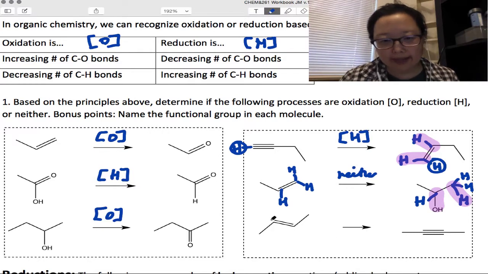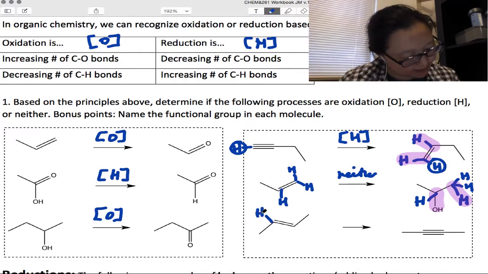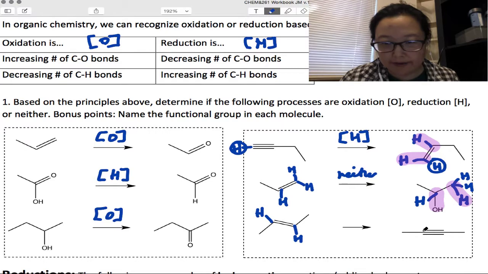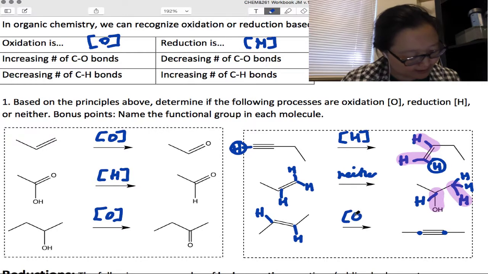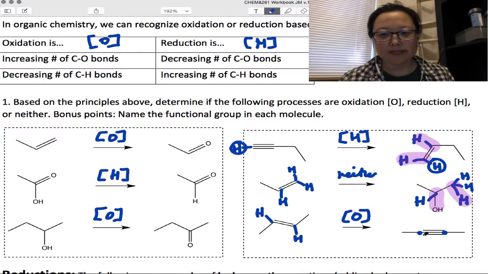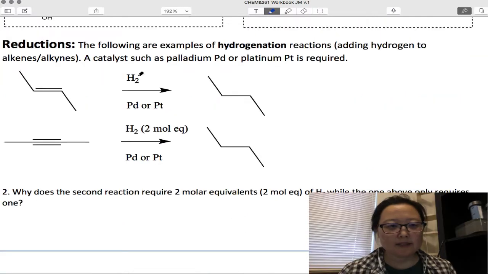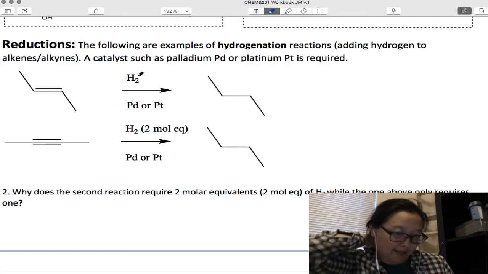And then finally at the end here, let's see what happens. I have hydrogens here, and now they're carbons with methyl groups only, no hydrogens. So this is the reverse of this top one. So this is an oxidation. That's because we're losing C-H bonds, so decreasing that is oxidation. So first we're going to learn about reductions, and then we're going to learn about the oxidations.